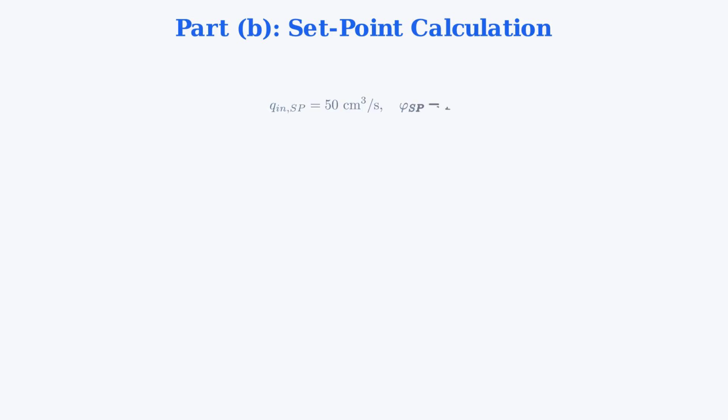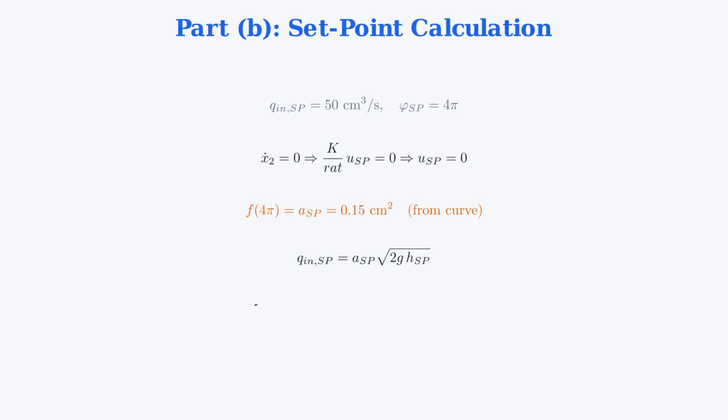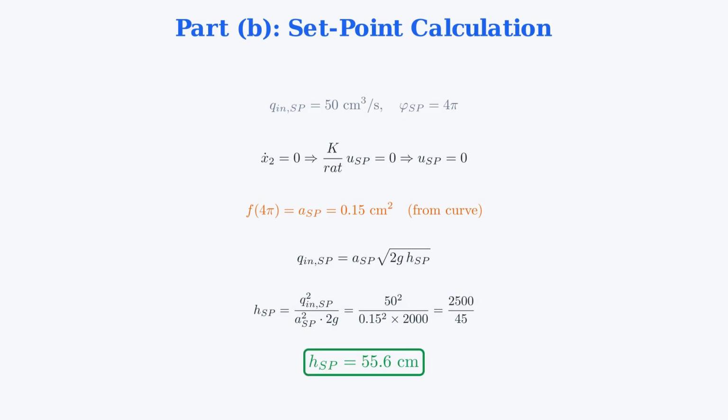Part B. Find the set point. We are given Q in at the set point equals 50 cubic centimeters per second and phi at the set point equals 4 pi radians. At the set point, all derivatives are 0. From x2 dot equals 0, k over rat times u at the set point equals 0, so u at the set point equals 0. From x1 dot equals 0, Q in at the set point equals f of phi at the set point times the square root of 2gh at the set point.